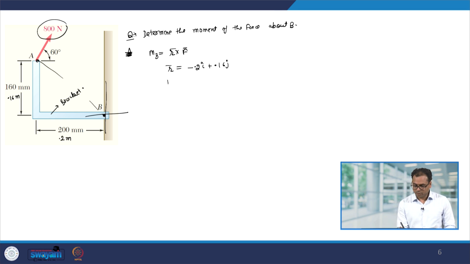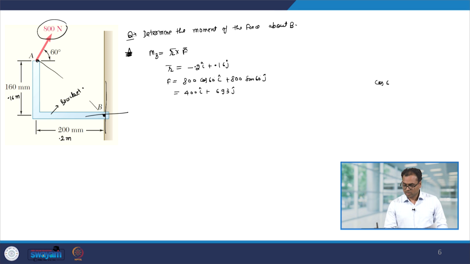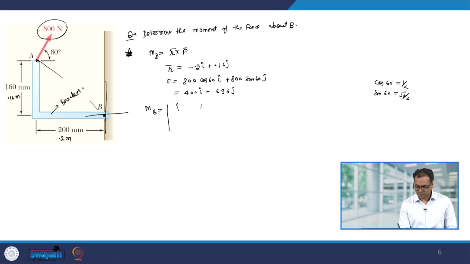Okay. And the force F is 800 cos 60 degrees i plus 800 sin 60 degrees j. So, this is 400 i plus 693 j, because cos 60 degrees is half and sin 60 degrees is square root 3 by 2. So, therefore, the moment will be r cross F.